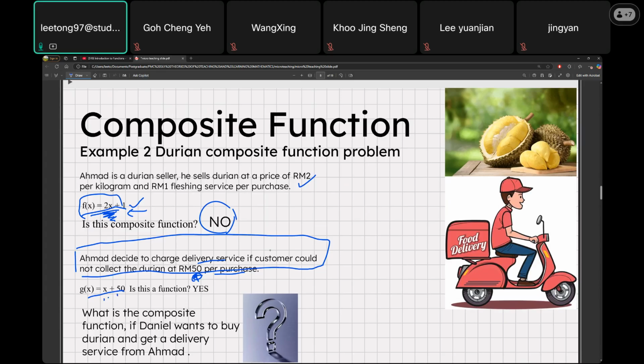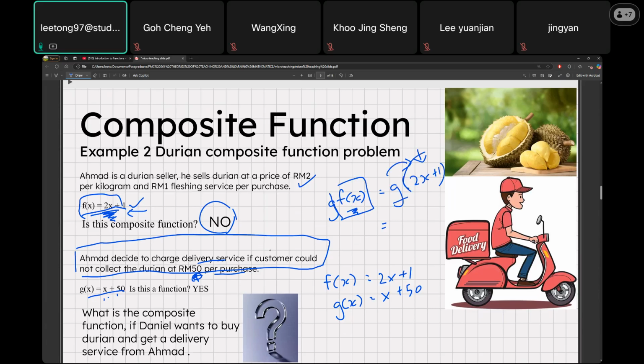So what is the composite function? If Daniel wants to buy durian and get a delivery service from Ahmad. We know that f(x) is 2x + 1, g(x) is x + 50. For the composite function, since f(x) comes first, f(x) must be written at the back. So it's equal to g(2x + 1). The f(x), which is 2x + 1, is written here. So the function g will then apply to this.